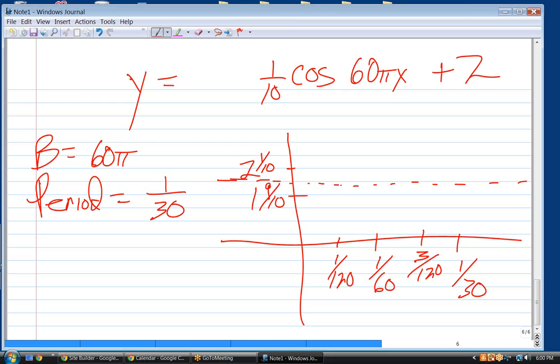Okay. And I'm going to start right here. Going to go through my line of symmetry right there. Going to go down to my bottom point right there. Come back up through my line of symmetry right there. And end it right there. Okay.